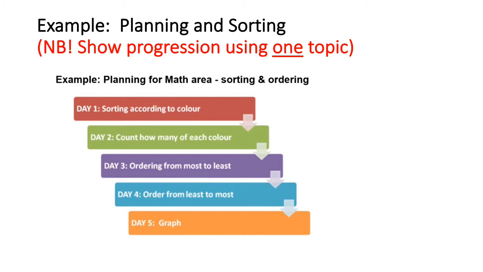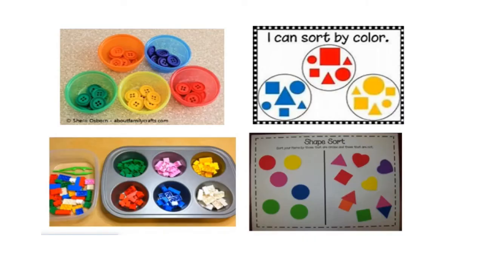You need to show progression using one topic. So there's an example. You're doing planning and sorting and ordering. So day one, they'll sort according to color. Day two, they might count how many of each color. Day three, you might get them to order from most to least. Day four, you might get them to order from least to most. And then on day five, you can do a little bit of data handling where they draw or design a little graph. And there are some examples.